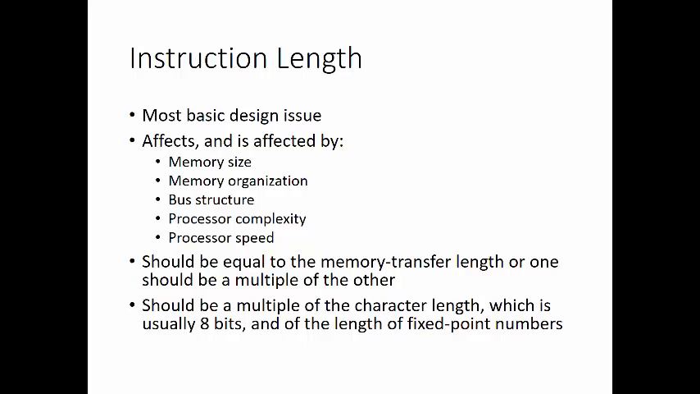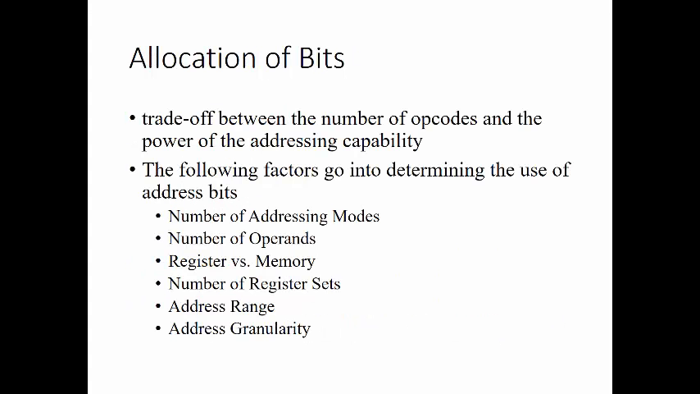So again, the trade-offs here are complex, and there are different points to having longer instructions and different points to having shorter instructions. So for a given instruction length, there's a trade-off between the number of opcodes and the power of the addressing capability. The following factors go into determining the use of the address bits. How many addressing modes do you have? Sometimes an addressing mode can be indicated implicitly.